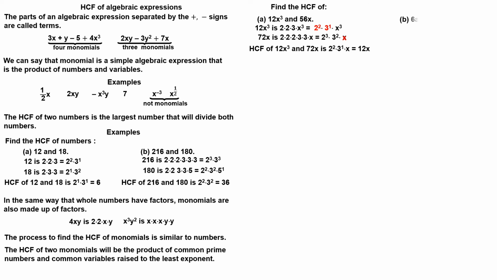Write each term as a product of its factors. In this example, we do not have a common variable, so the highest common factor is 3.